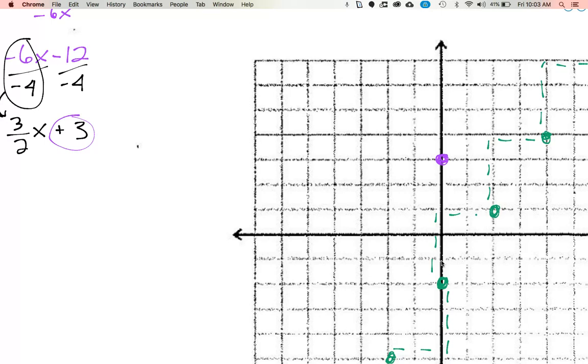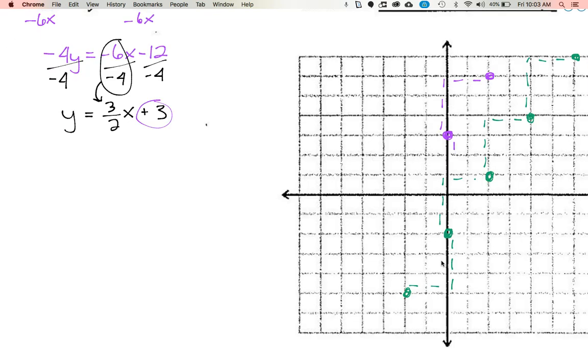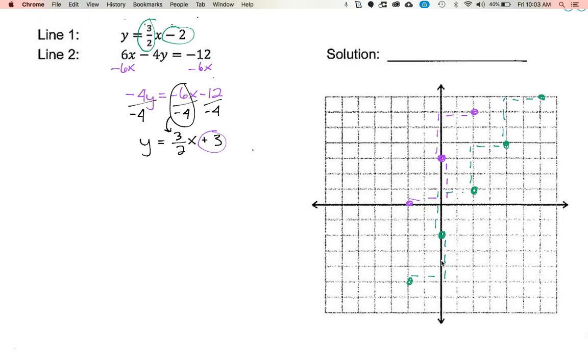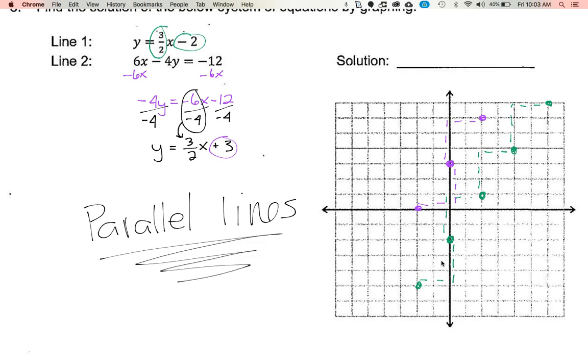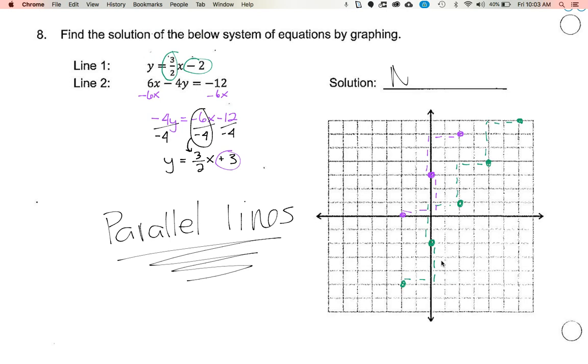So 3 over 2 tells me to go up 3 over 2. And I run out of room. Down 3 over 2. Does it seem like I'm getting closer at all? We should notice that the slopes are the same. These are parallel. Beautiful. So no solution.